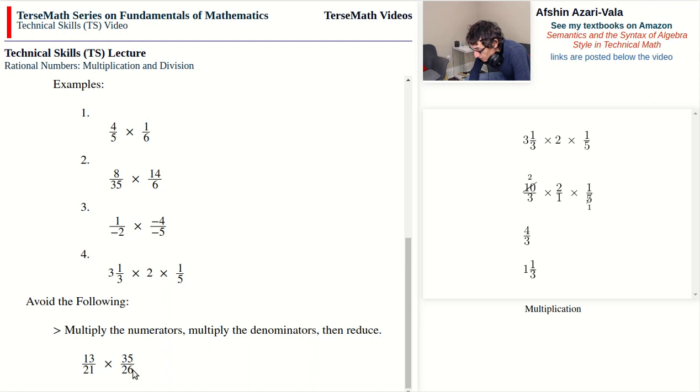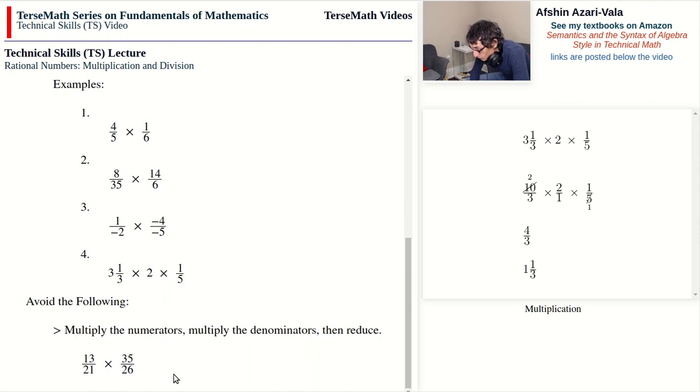See 13 and 26, you can reduce using 13. You get 1 here and 2 here. So remember that, 1, 2. 21 and 35, 7 goes in 3 times and 5 times. So we have 1, 2, 3, 5. And now we have 1 times 5, 5, and 3 times 2, 6. And the answer is 5/6. You can pick up a piece of paper and do the reduction on paper if you like. Reduce 13 and 26, you get 1 and 2, and then reduce 21 and 35, using 7, you get 3 and 5. And then 1 times 5, 5, 3 times 2, 6, and we get 5/6.